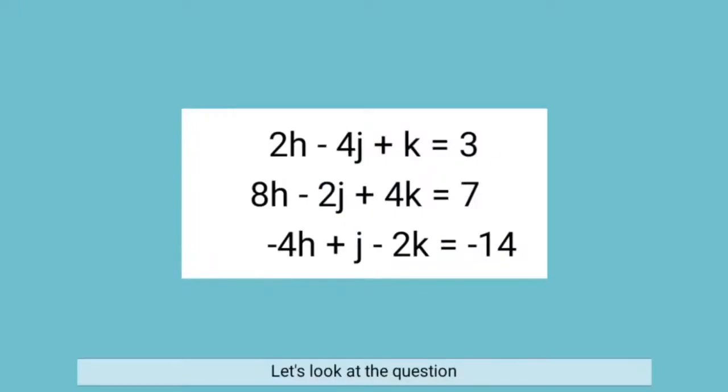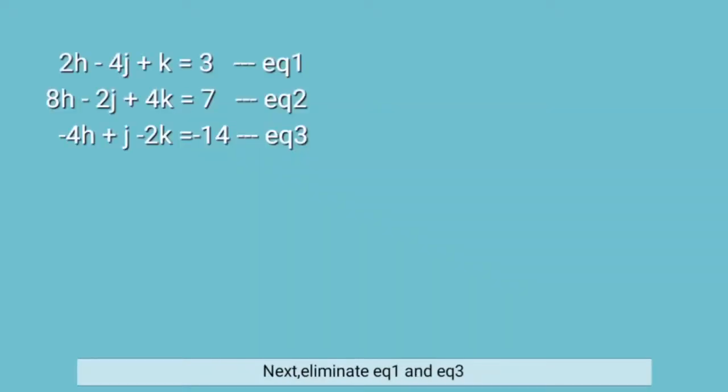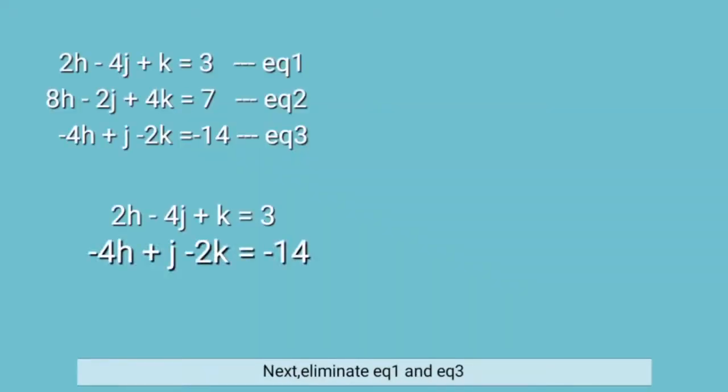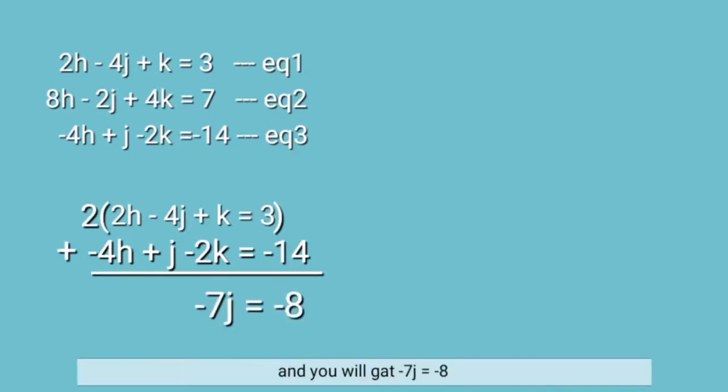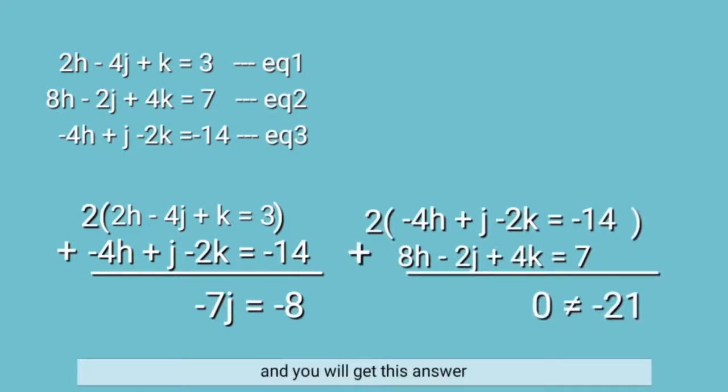Let's look at the question. Label 1, 2, and 3 as each equation. Next, eliminate equation 1 and equation 3. But first, multiply equation 1 with 2, to make the values of h and k the same as the values in equation 3. And you will get negative 7j equals negative 8. Now, let's use equation 3 and equation 2. Multiply equation 3 with 2. And you will get this answer.